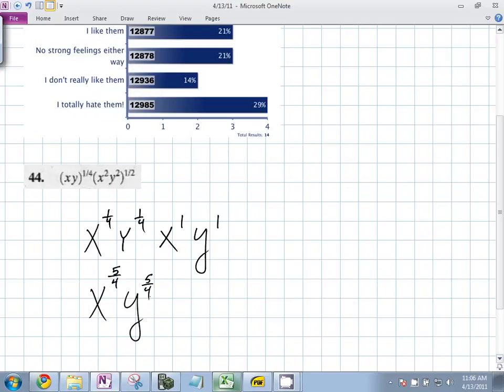Can you simplify that a little further? There's one thing you could do. You could turn it into xy to the 5/4. It's debatable which one is most simplified.